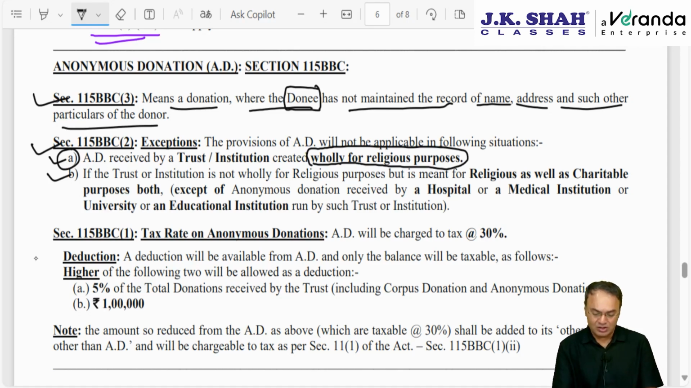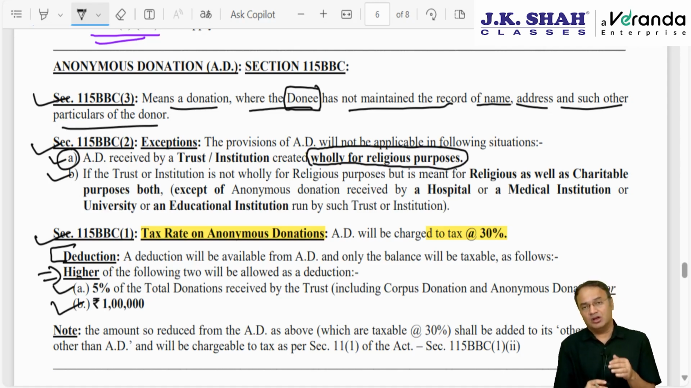Now subsection 1. Subsection 1, the tax rate on anonymous donation will be 30% flat rate plus surcharge plus health and education cess. However, the entire anonymous donation will not be taxed. There will be some deduction available. The deduction will be the higher of the following two, either 5% of the total donations or rupees 1 lakh flat, whichever is higher. Of course, the higher of the two should not exceed the amount of anonymous donation. Supposing my anonymous donation is 80,000 and the higher of the two works out to be 1 lakh rupees. That does not mean I get 1 lakh full deduction. My anonymous donation is 80,000, then the deduction will be restricted to 80,000. It cannot become negative. That's a matter of common sense.